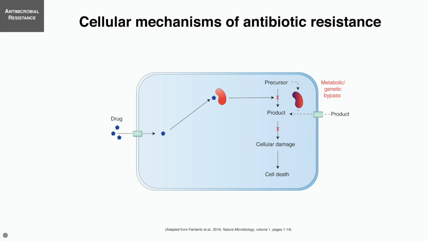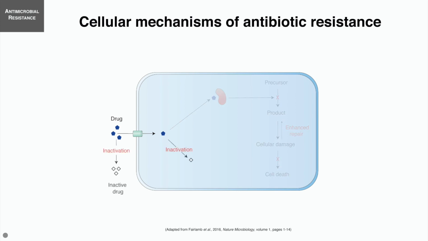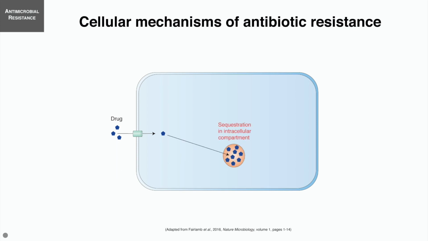If the antimicrobial chemotherapeutic agent works by inhibiting a metabolic pathway, the microbial cell can also bypass this inhibition by acquiring a downstream metabolic intermediate from the external environment. The microbial cell can also counteract the cellular damage done by the antimicrobial chemotherapeutic agent by enhancing cellular repair mechanisms. Another mechanism to resist an antimicrobial chemotherapeutic agent is to simply inactivate it either by modification or digestion. The agent can also be sequestered to a cellular compartment where it is unable to exert its antimicrobial activity.